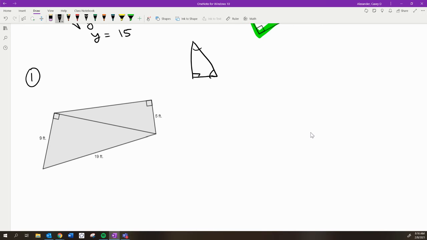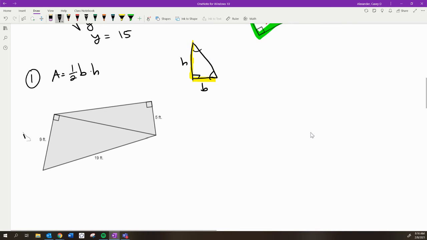I want to mention that in a right triangle, the base and the height are the two legs of the triangle, because the base and the height of a triangle make a 90-degree angle. So I asked everybody to find the area of these shapes, and the area of a triangle is 1/2 times the base times the height.